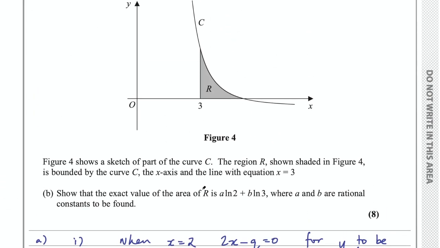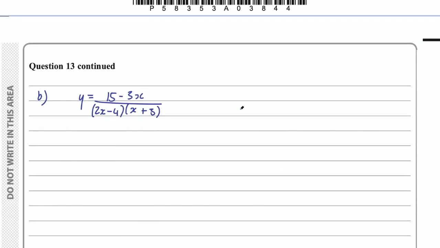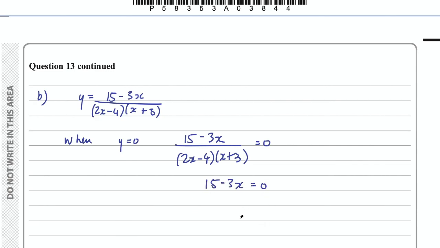And I guess the first step is to find the definite integral, what we're going from, so 3 to what, and we can find this by letting y equal to 0. So we could say when y equals 0, all of this equals 0, so (15 take 3x) over (2x take 4) multiplied by (x plus 3) equals 0, and then, well, obviously the numerator must then equal 0, so we're going to get x equal to 5.